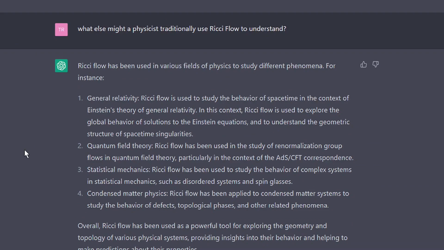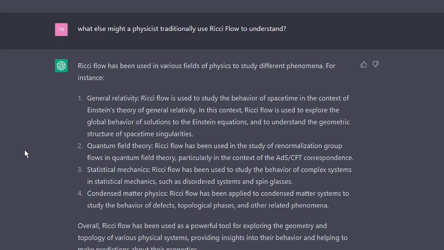What else might a physicist traditionally use Ricci flow to understand? Ricci flow has been used in various fields of physics to study different phenomena. For instance, general relativity. Ricci flow is used to study the behavior of space-time in the context of Einstein's theory of general relativity. In this context, Ricci flow is used to explore the global behavior of solutions to Einstein's equations and to understand the geometric structure of space-time singularities.